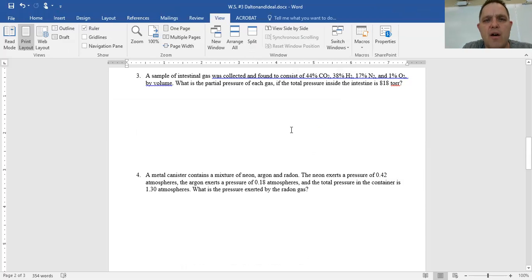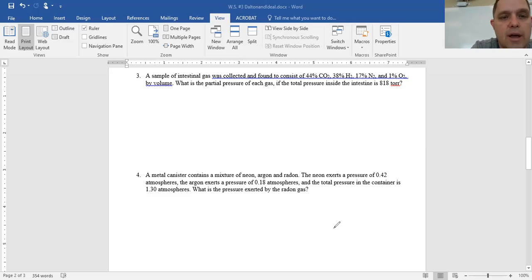A sample of intestinal gas was collected and found to consist of 44% CO2, 38% H2, 17% nitrogen or N2, and 1% O2 by volume. What is the partial pressure of each gas if the total pressure inside the intestine was 818 torr?